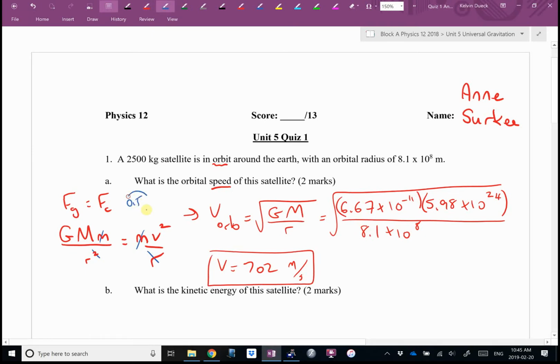I would give you a half mark if I saw gravity is pulling us in a circle. I would give you a half mark for that. I would give you a half mark for that. And I'd give you a half mark for the answer.